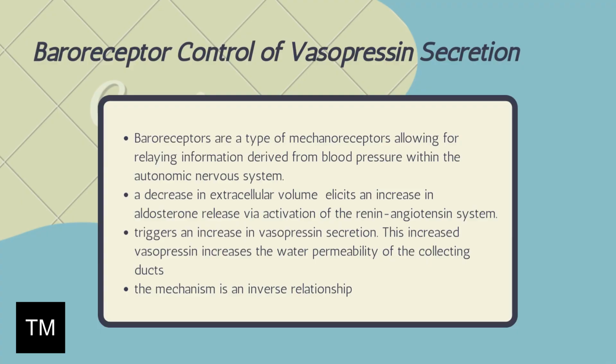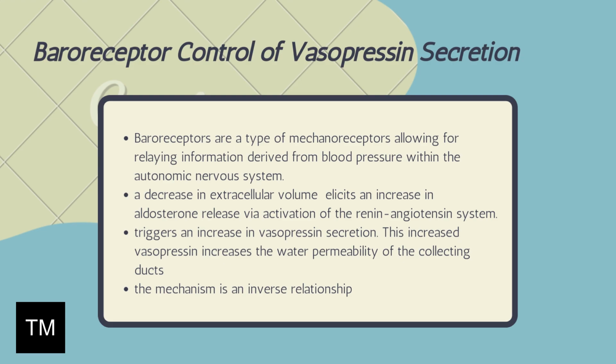Baroreceptors are a type of mechanoreceptors allowing for relaying information derived from blood pressure within the autonomic nervous system. They sense the blood pressure and relay the information to the brain so that a proper blood pressure can be maintained. Baroreceptors are mechanoreceptors located in blood vessels near the heart that provide the brain with information pertaining to blood volume and pressure by detecting the level of stretch on vascular walls. As blood volume increases, vessels are stretched and the firing rate of baroreceptors increases.